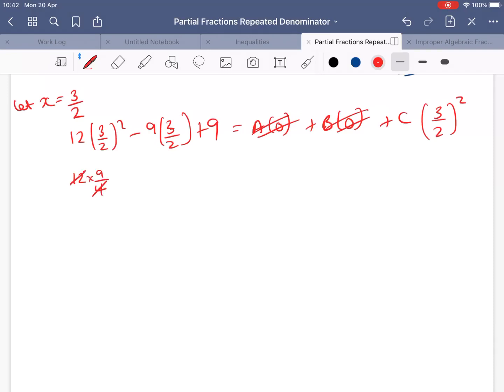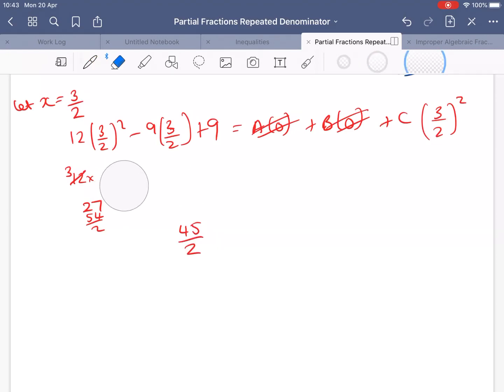The 12 and the 4 cancel to give you a 3. So 3 times 9 is 27, minus 27 over 2. So if you've got 27 minus 27 over 2 plus 18 over 2, because that's what 9 is. 9 is 18 over 2. So effectively, we've got 54 over 2, take away 27 over 2 plus 18 over 2. And that's going to give us 27, add 18, 45 over 2.